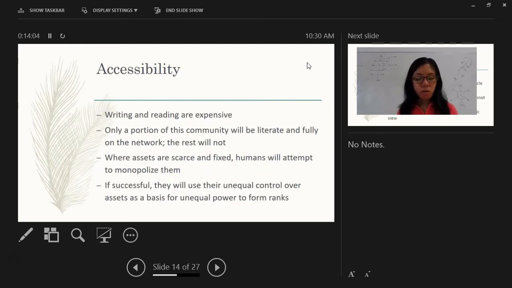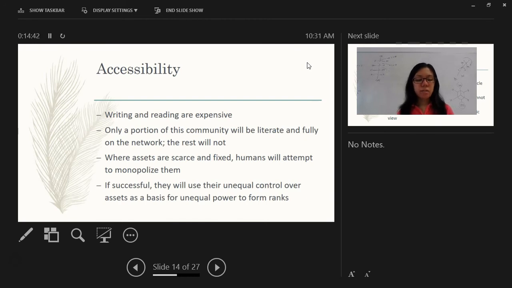So now we will talk about the effects of writing. The first is accessibility. Writing and reading are expensive because, as I said before, the princes and priests limited the supply, so the price for the tools is expensive. And if you can finally afford the tools you need to read and write, you have to learn to encode and decode.